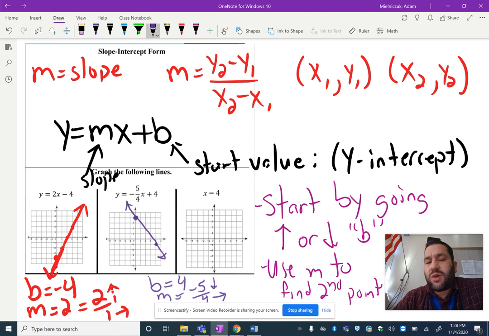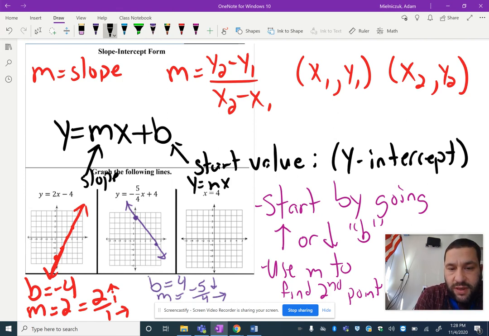Then the last one's a weird one. We have x equals 4. This is a situation where there is no slope, or undefined slope, because it does not fit the form y equals mx plus b. So here we would just have a vertical line at x equals 4.